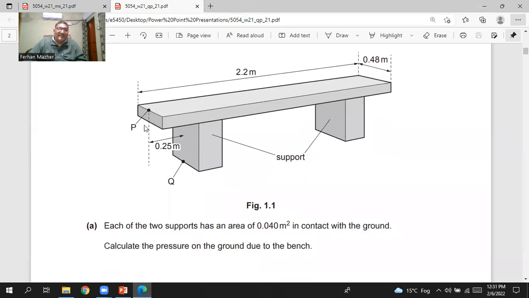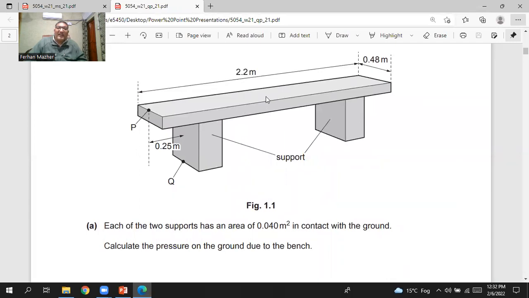What he's basically saying is they have applied a force here in the downward direction. So we have to find out the maximum force which can be applied here so that the bench will not tilt and will not rotate about Q in the anti-clockwise manner. Q will be my pivot, and that 0.25 meter will be the moment arm for the force applied here.